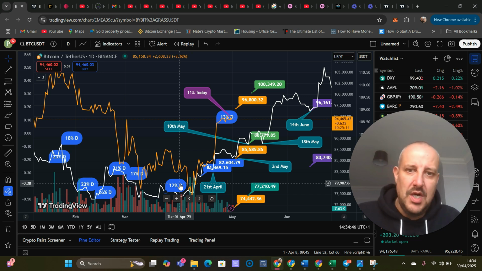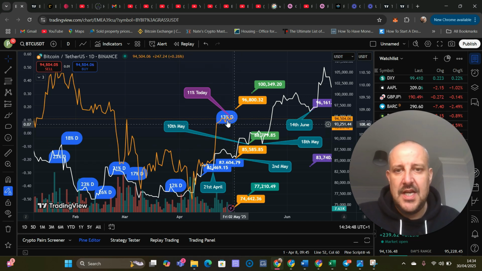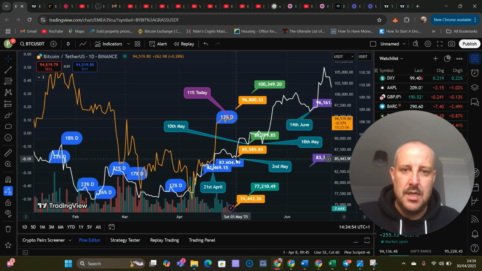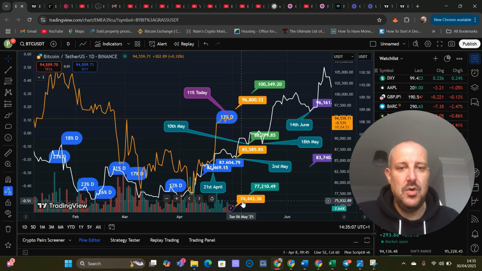Now, what I did do is then at the time I thought, well, what would a 13% deviation look like? And as you can see here, from this point, that'd be 85. So if we have a 13% deviation to the upside, it'd be 96. But equally, if it was down another 13%, we could be down to 74.